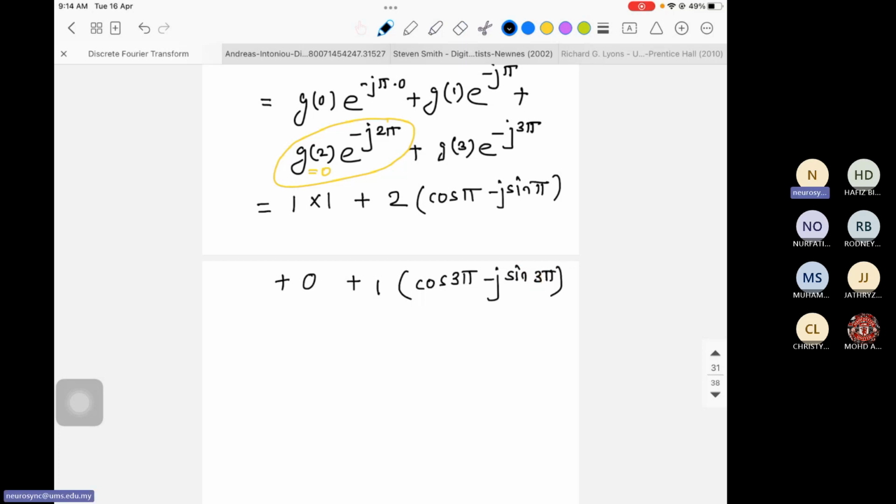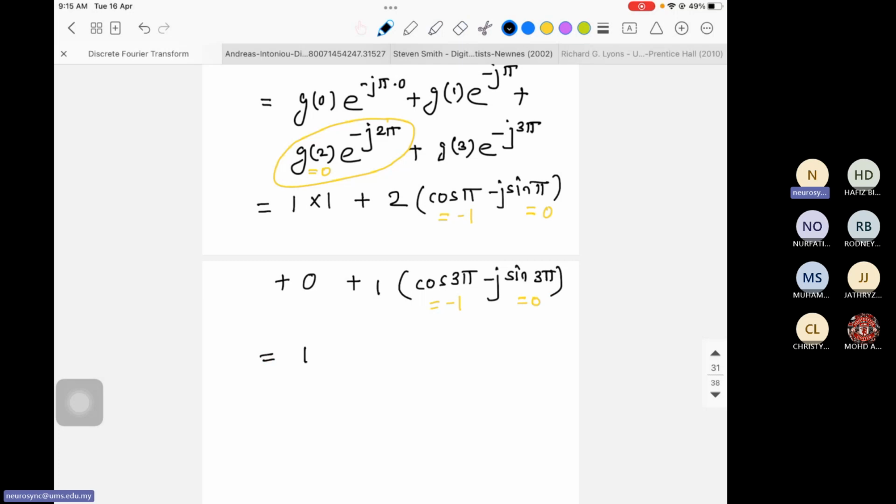Okay. Now, what is cos pi? Cos pi is how much? Cos pi is minus 1. Right. What is sine pi? 0. Sine pi is 0. Cos of 3 pi? Minus 1. This is again minus 1. Sine of 3 pi? 0. This is 0. Okay, now put the value and get the answer.